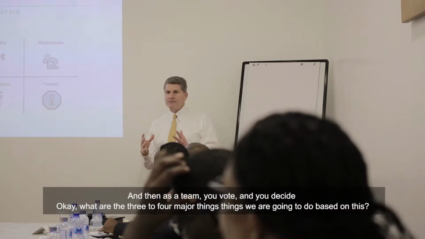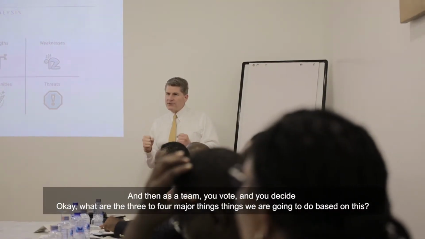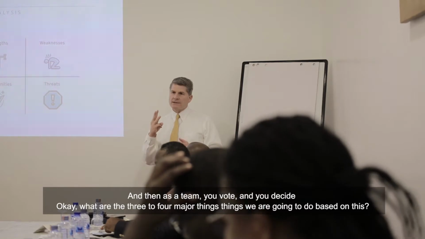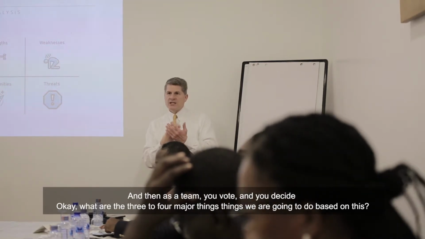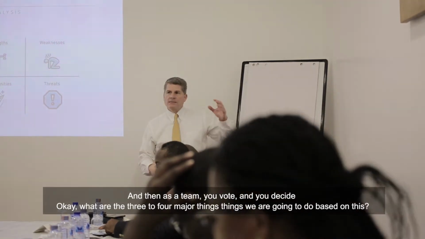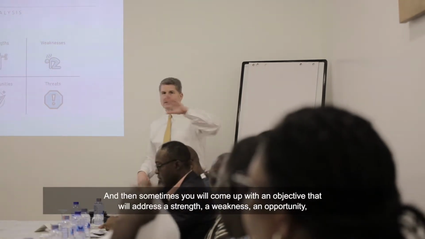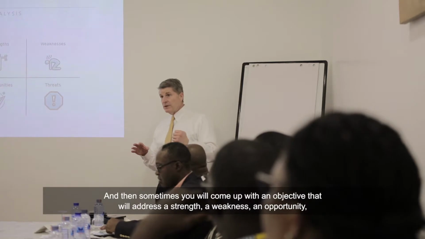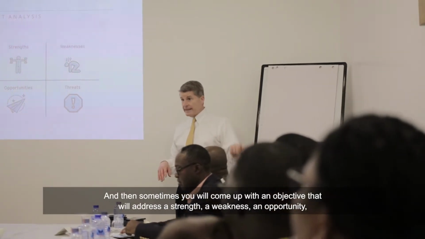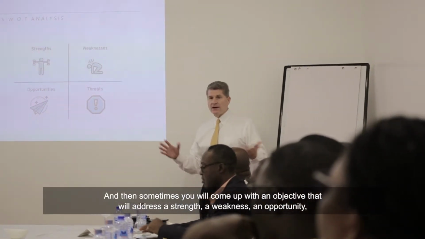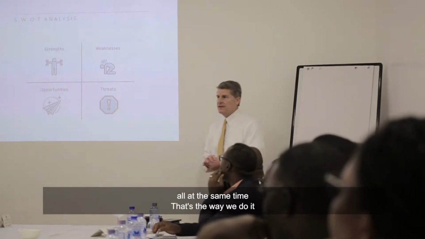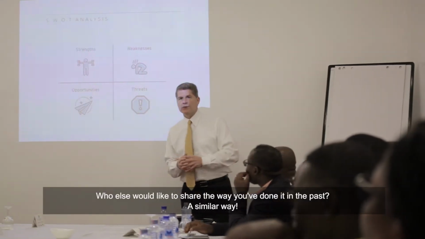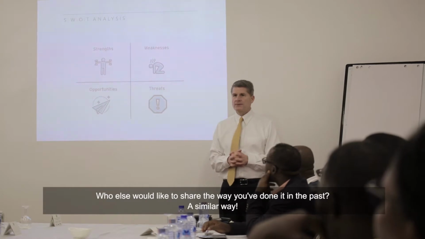And then as a team, you vote or you decide, okay, what are the 3 to 4 major things we're going to do based on this, right? And then sometimes you will come up with an objective that will address a strength, a weakness, and an opportunity all at the same time. And that's the way we do it. Who else would like to share the way that you've done it in the past?